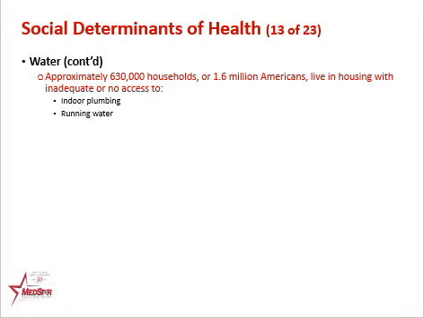And as it relates to water, improper waste disposal can create a breeding ground for rodents and accumulation of toxic or hazardous substances. Contaminants can easily enter the water system and create a higher risk for the general population to contract diarrhea-causing illnesses, cancer, and parasites. What I found interesting was a survey done by the Census Bureau that showed over 630,000 households, which equates to 1.6 million Americans, are living in housing with inadequate or no access to indoor plumbing or running water.